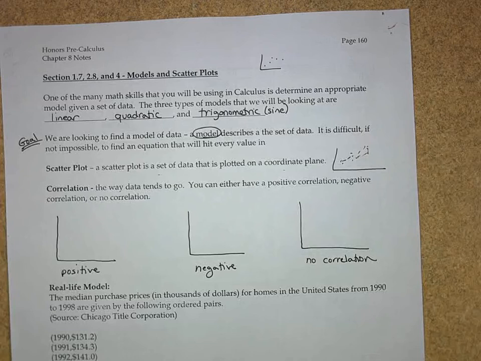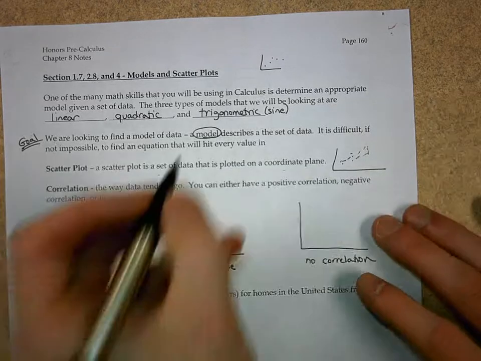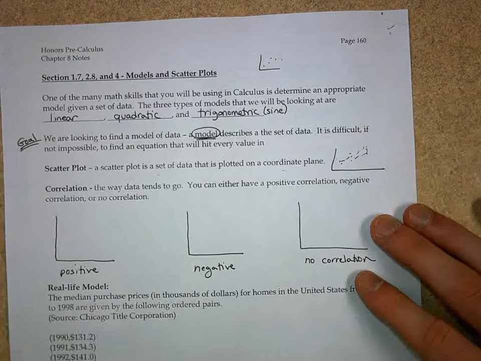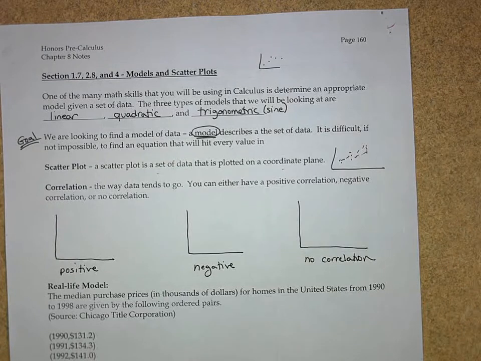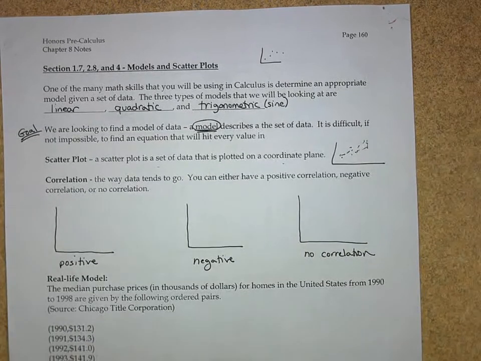And our goal here is we want to model data. Notice the key word is model. We are not going to get an equation that hits every single point in this chapter. Rather, we want to see where the data tends to go and then come up with an equation that models that data. So the first thing we have is the scatter plot here.